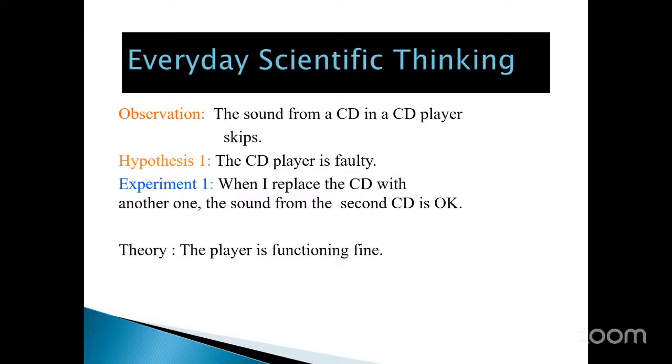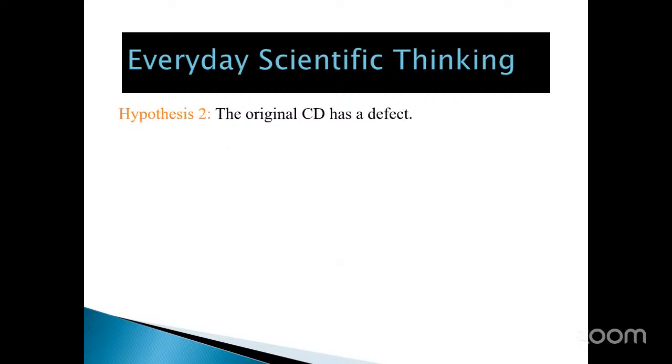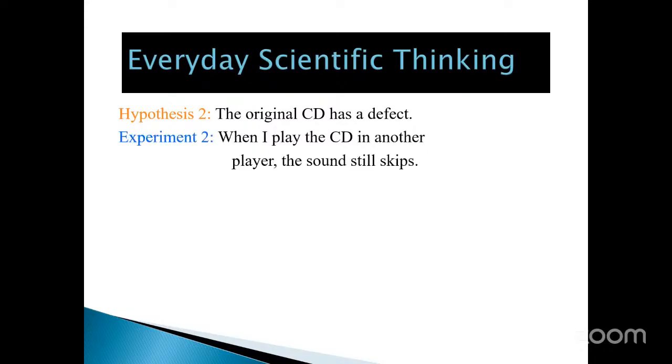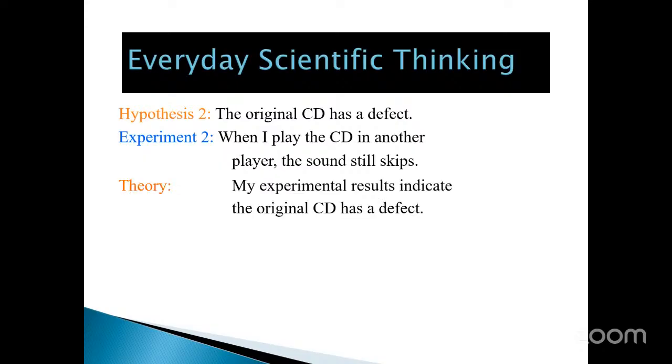So that's hypothesis one. What about hypothesis two, where something is wrong with the CD itself? So how would we test this particular hypothesis? Okay. Put the CD in another player. And in this particular case, the sound still skips. So therefore, the conclusion we can come to is that the CD has a defect. So this is just one simple example, and I'm quite sure you can think of others.